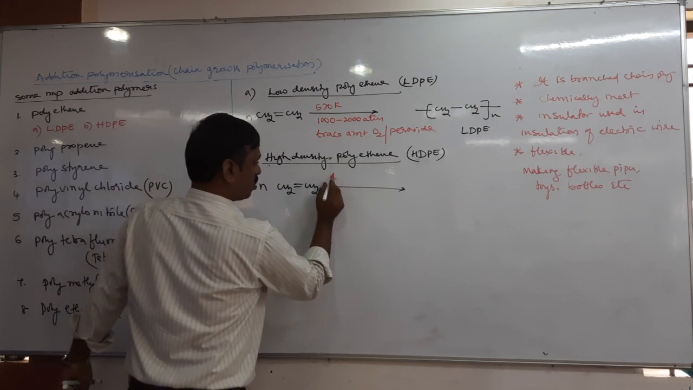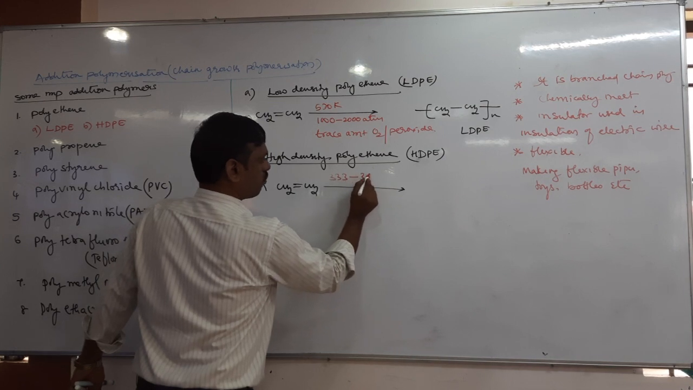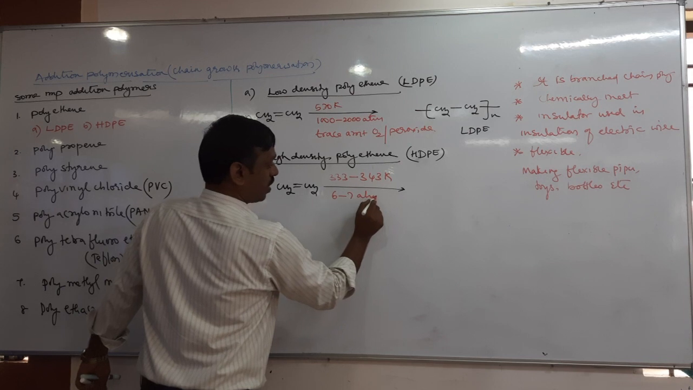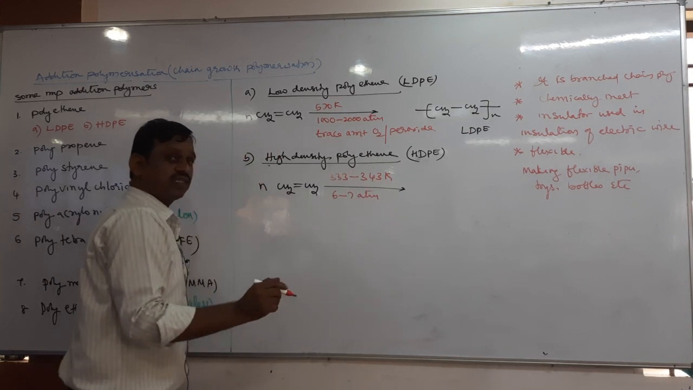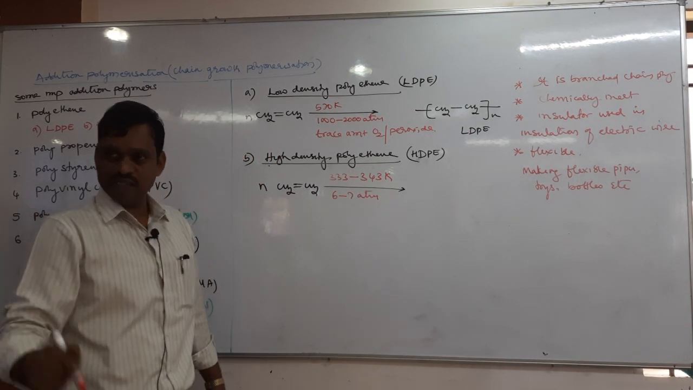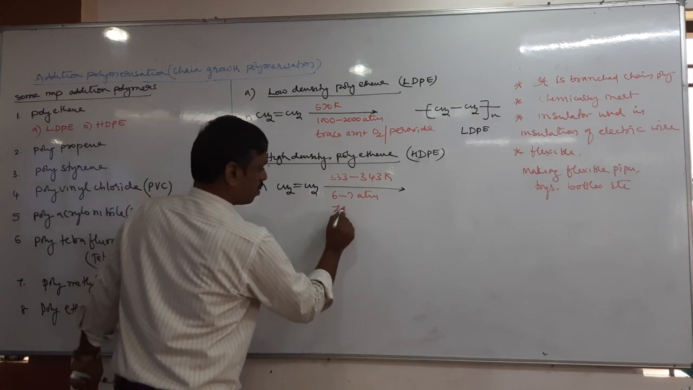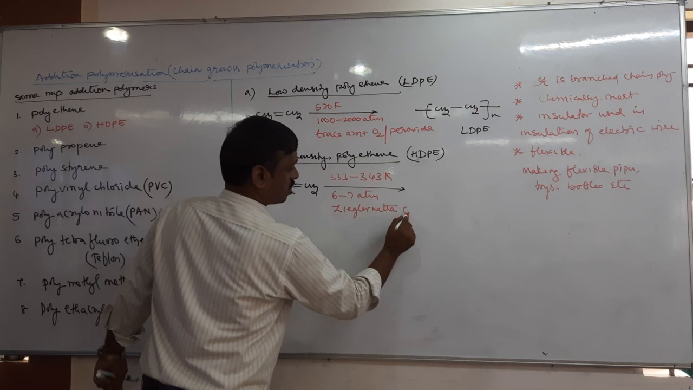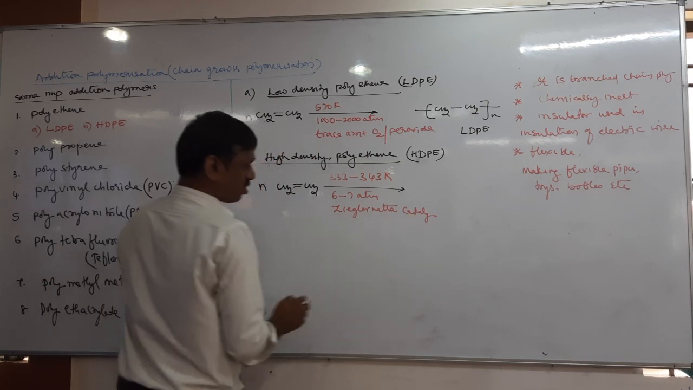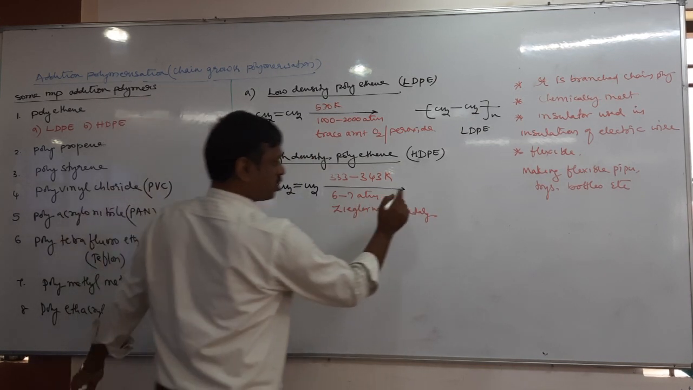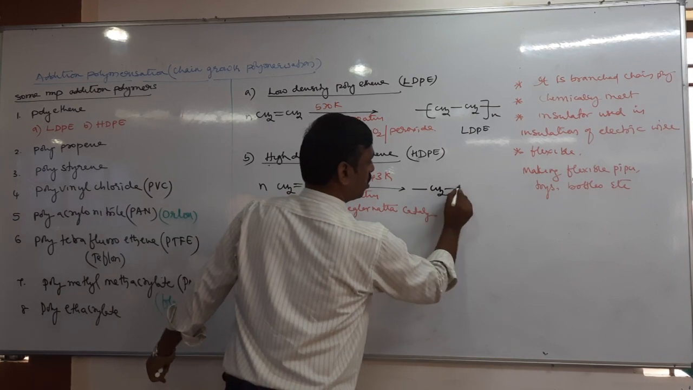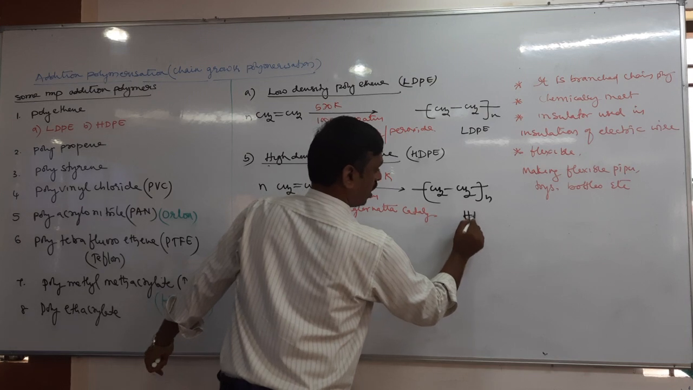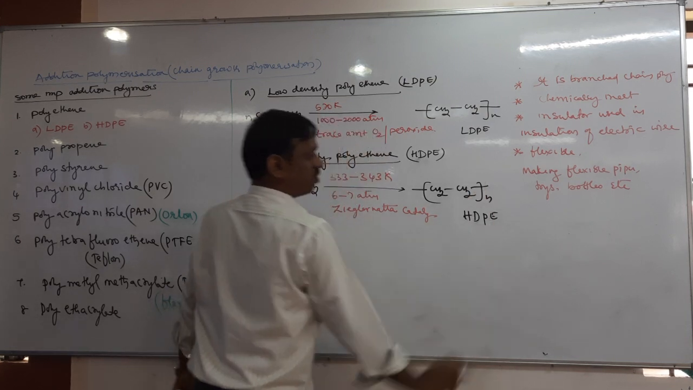It is at 333 to 343 Kelvin temperature and 6 to 7 atm pressure, but most important is in presence of Ziegler-Natta catalyst. So it gives rise to polyethene, that is HDPE, high density polyethene.